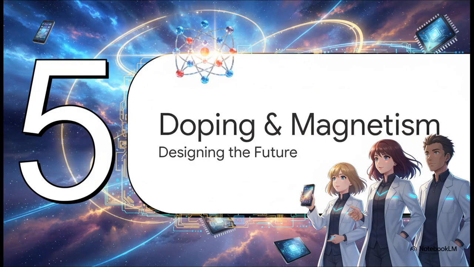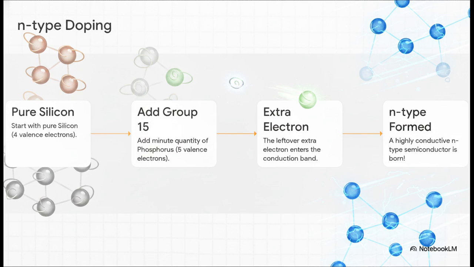And that brings us to our fifth and final section, doping and magnetic superpowers, designing the future. Now that we know defects exist, let's explore how intentionally adding impurities, a process known as doping, creates the very electronics we rely on every single day. Let's look at our first doping recipe.